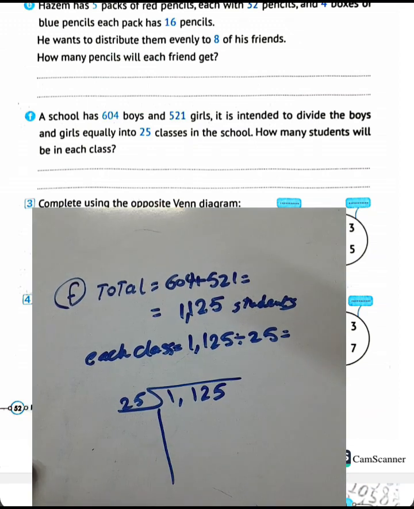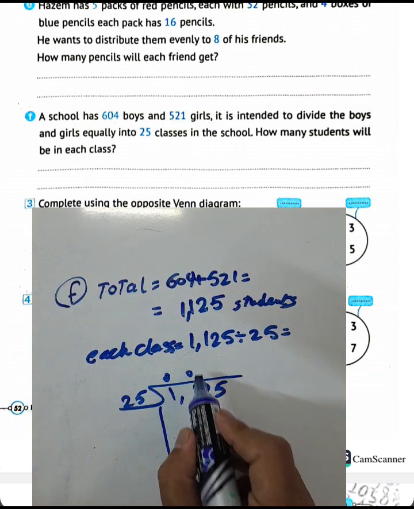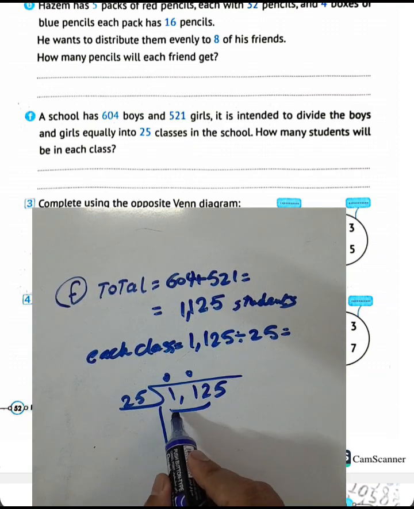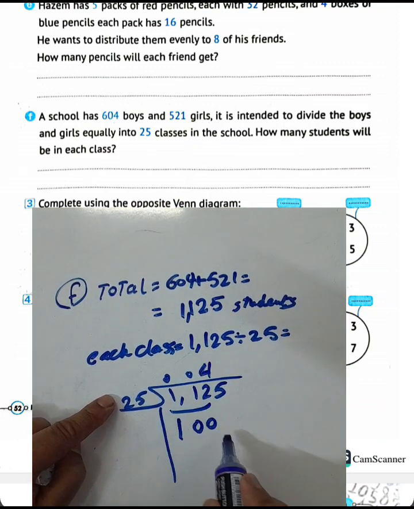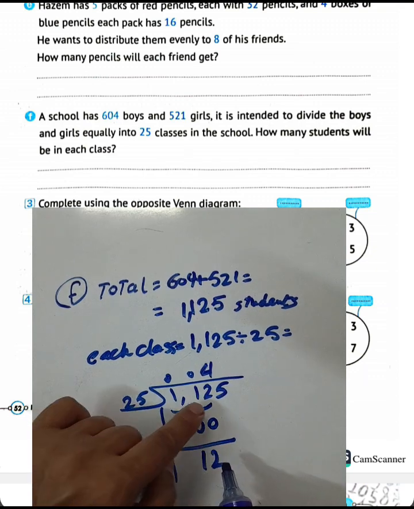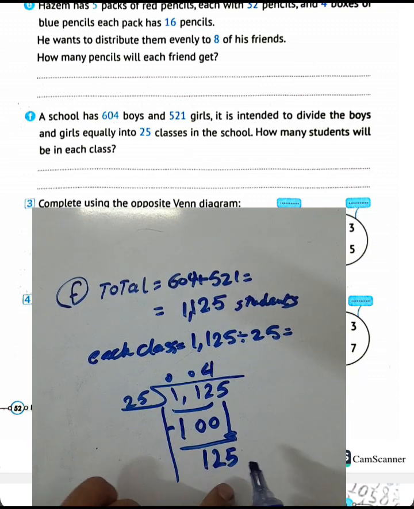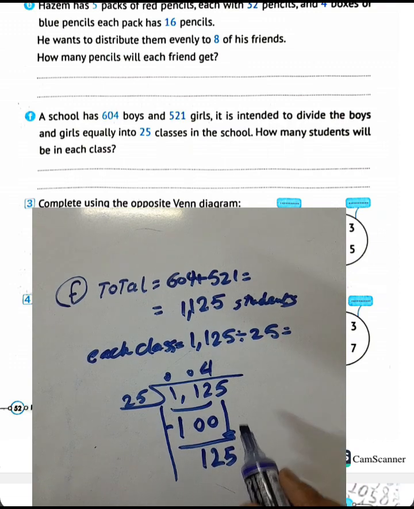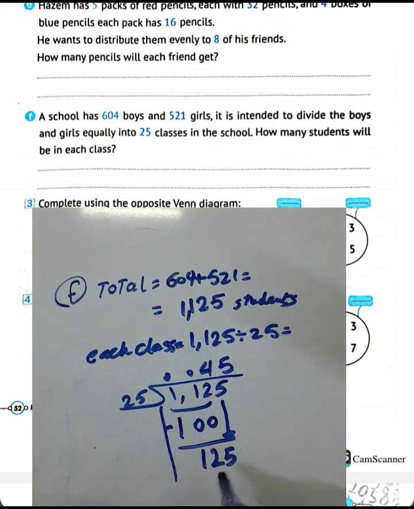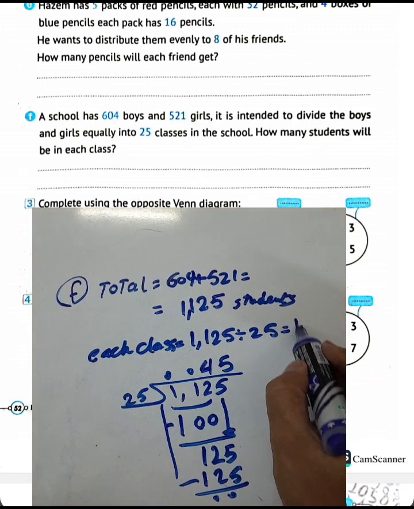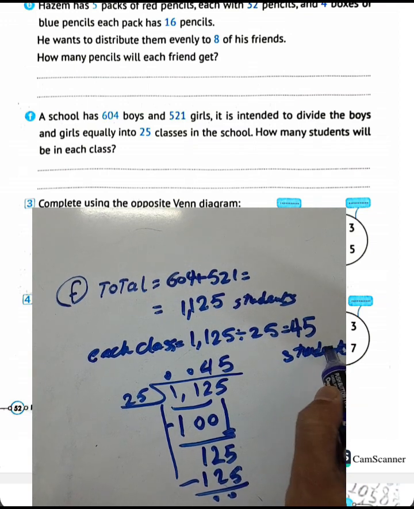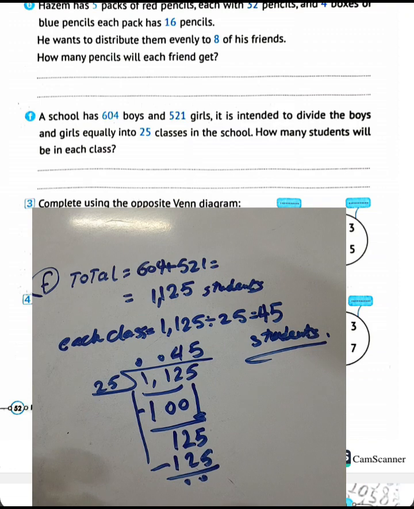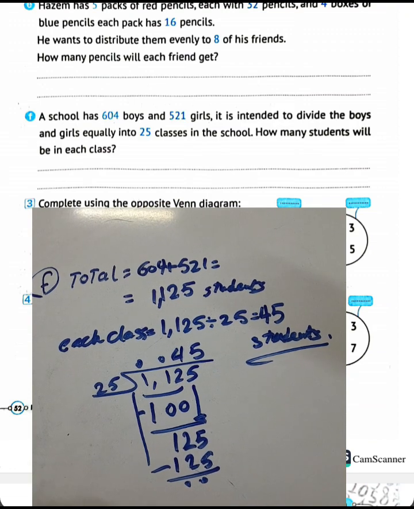1125 divided by 25. 1 divided by 25, we can't do it. 11 divided by 25, we can't do it. 112 divided by 25 equals 4, because 4 times 25 equals 100. And the difference between them equals 12. And then drop the next number, it will be 5. 125 divided by 25 equals 5. 5 times 25 equals 125. And then we will have in each class 45 students. Okay, we have here 45 students.